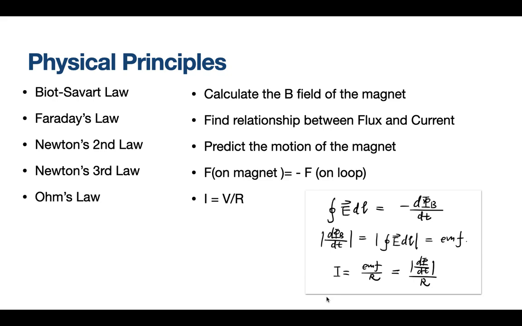Using Ohm's law here, we will find that I is equal to the potential difference divided by the resistance. And if you look at the picture on the right below, you will find the final relationship is that the current is equal to the change of flux divided by the resistance.